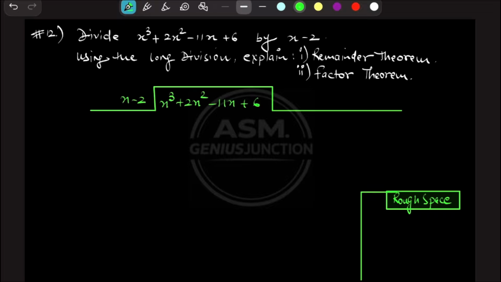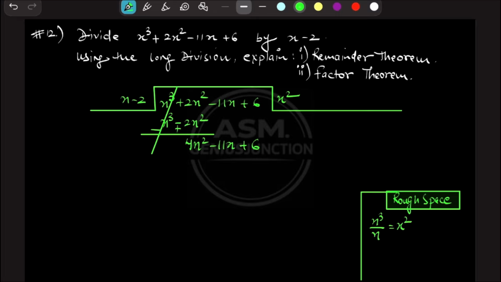I need x cube and I have x with me, so my multiplying factor is going to be x square. I will multiply the complete divisor with x square, so I will get x cube minus 2x square. We need to change the sign because we are doing division, so we get minus x cube plus 2x square. After changing the sign, x cube gets cancelled and we have 4x square minus 11x plus 6.